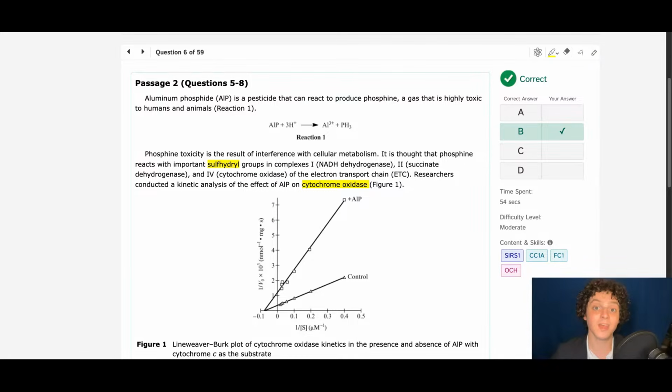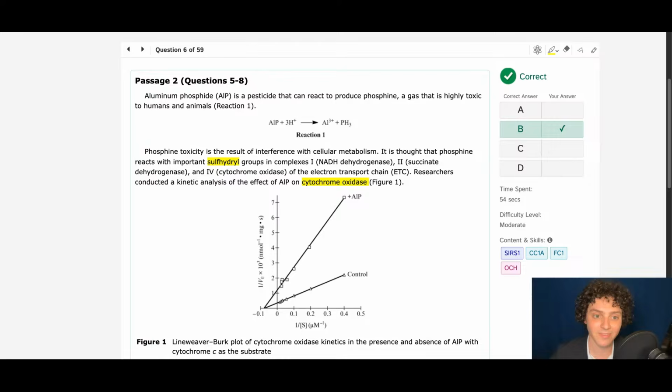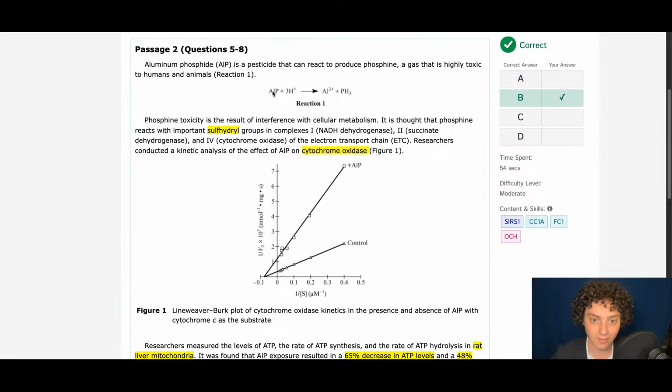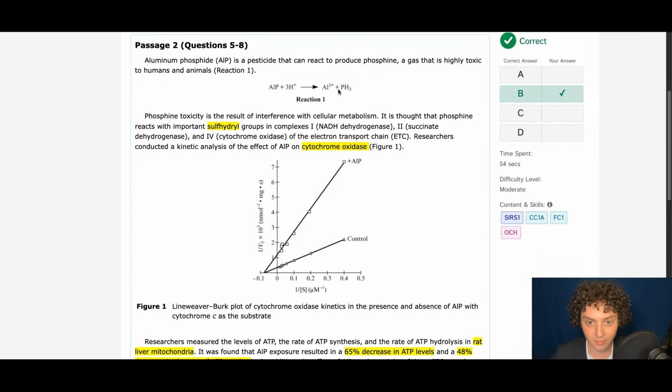Here's an MCAT passage. This is taken from a real medical college admissions test exam. Somebody who is now a doctor answered this question. Okay. Aluminum phosphide, AlP, is a pesticide that can react to produce phosphine, a gas that is highly toxic to humans and animals. Reaction 1. I see a reaction diagram where we have AlP, aluminum phosphide, plus 3H+, or protons, goes to Al3+, the aluminum cation, plus PH3, which I guess is our phosphine toxic gas.